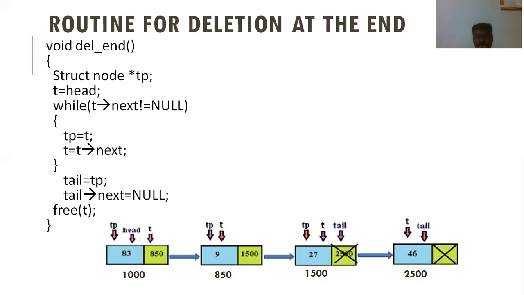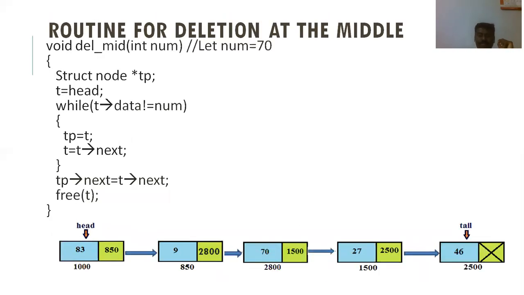struct node pointer TP, T equal to head, while T dot next equal to null means no problem. Just T equal to next, assign as a null position and move to the free position, and the previous node's address position is assigned as null. Okay. Then the routine for deletion at the middle positions.